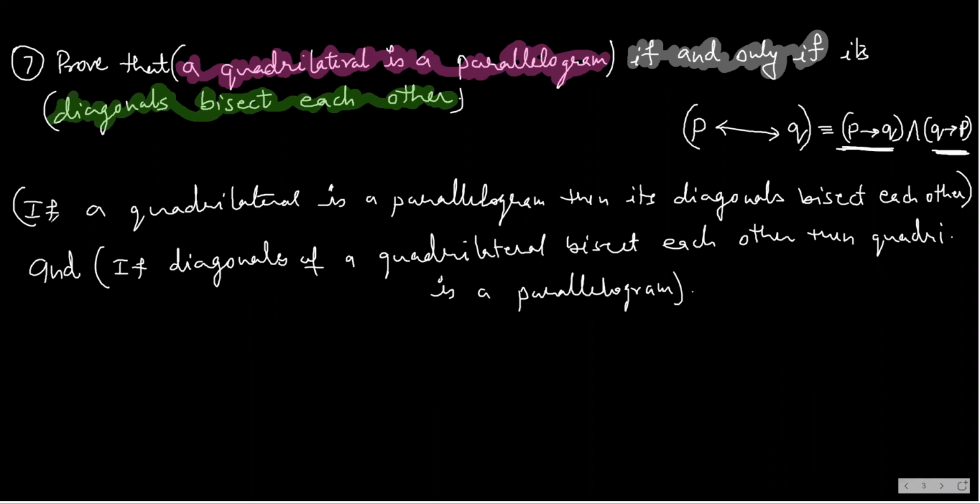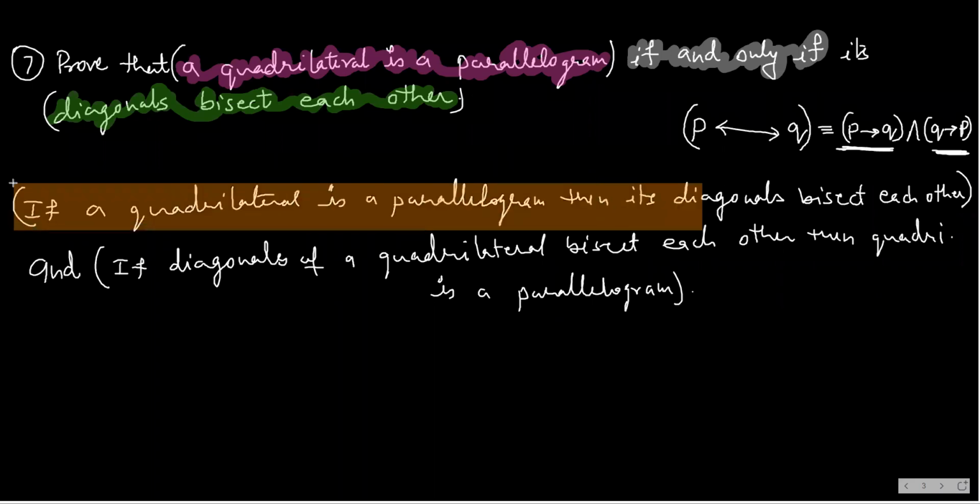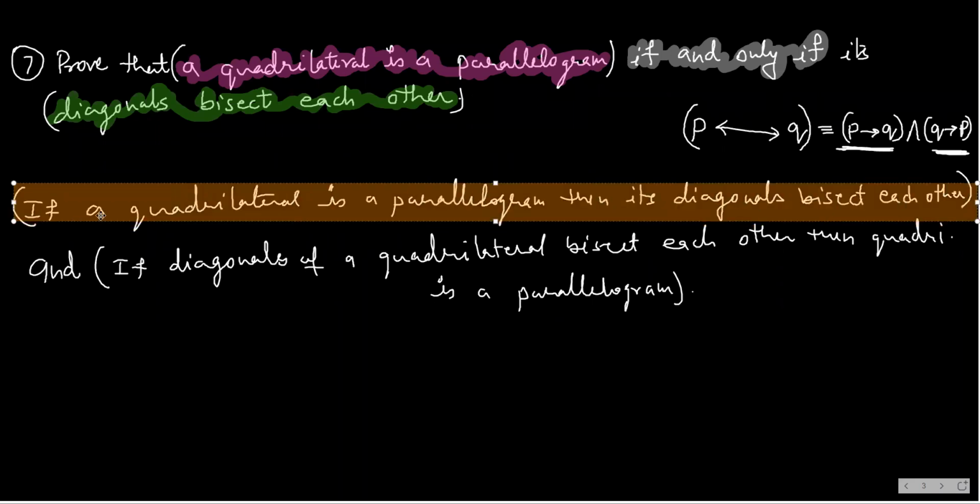So first we will go for the part in which the data is there is a quadrilateral which is a parallelogram, and we will prove that the diagonals are bisecting each other. I repeat, we will first go for the part where the quadrilateral is a parallelogram, this is the given data, and we will prove that the diagonals bisect each other. So let me start with it.